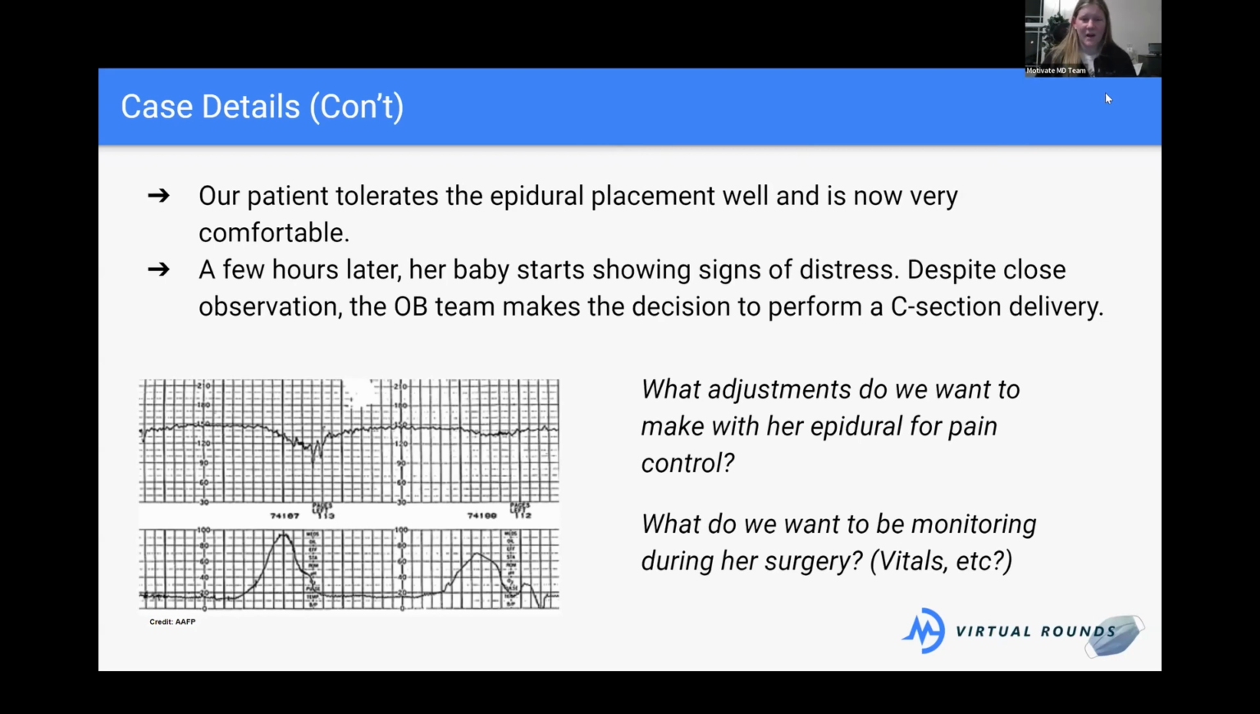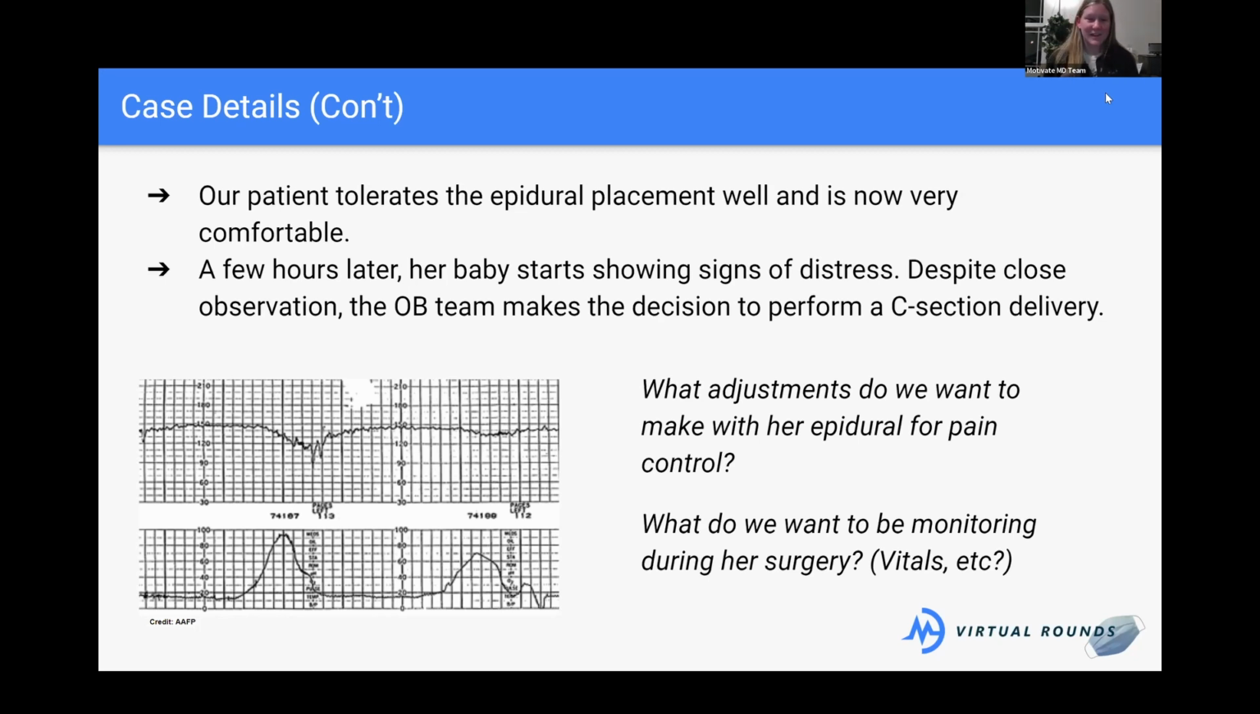She's already gotten this low level continuous amount of medication that is still allowing her some sensation and function, but just blunting it. So how would we want to change that for a C-section? Yeah, we're just going to give more. We could also do a spinal.